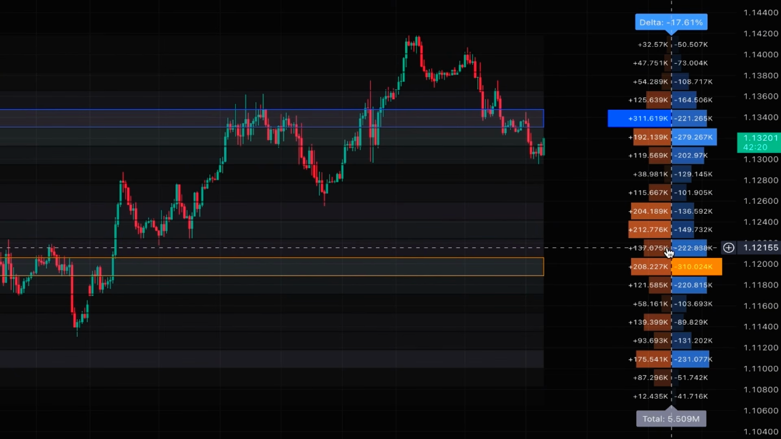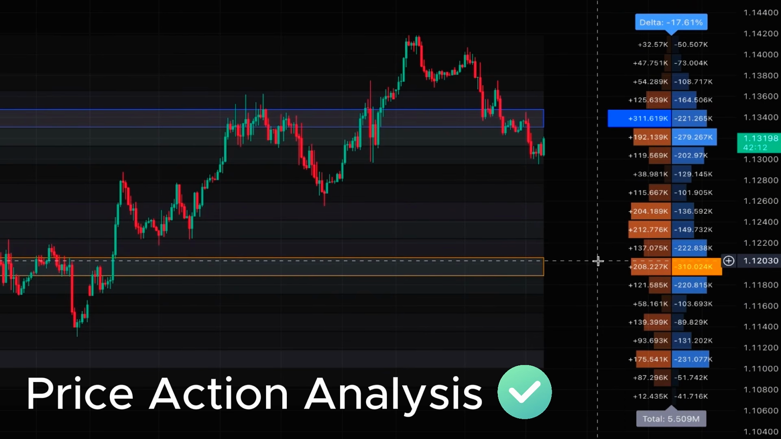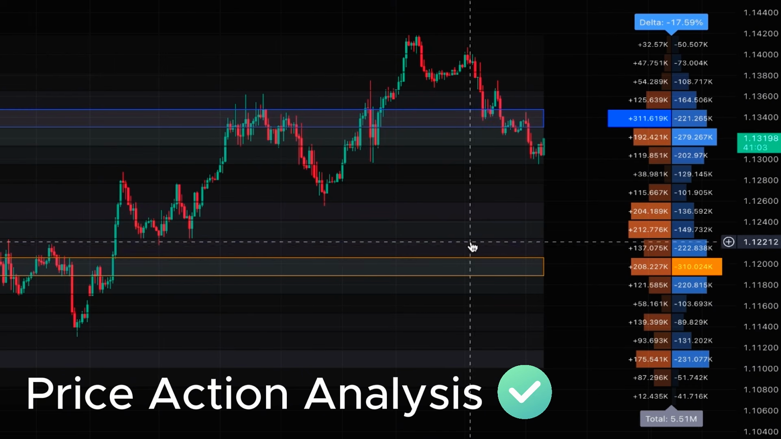So this is a perfect match, especially with price action analysis, where you try to find support, resistance, patterns, or any significant zone on the chart that will probably hold for the future price action.